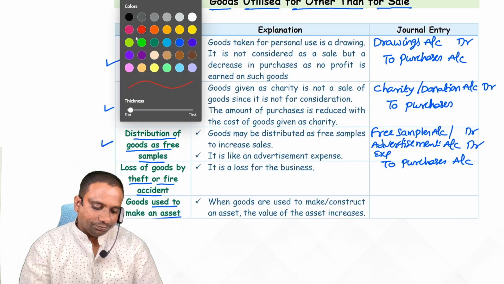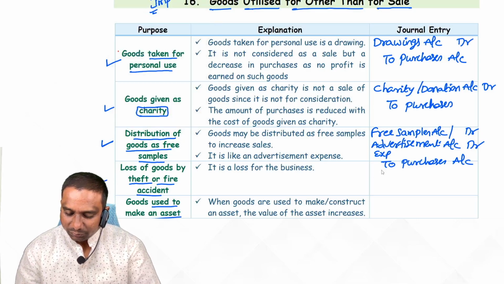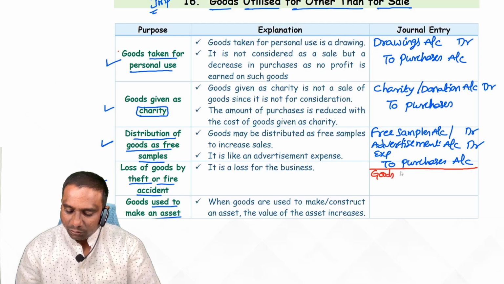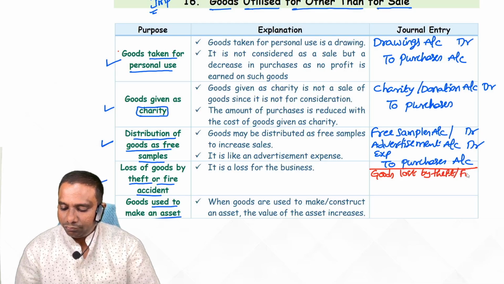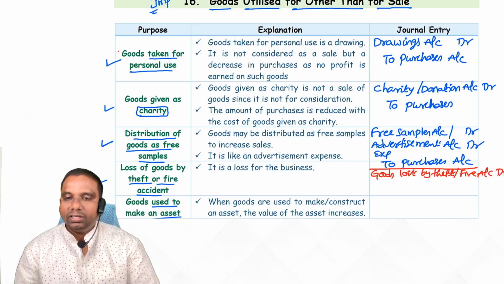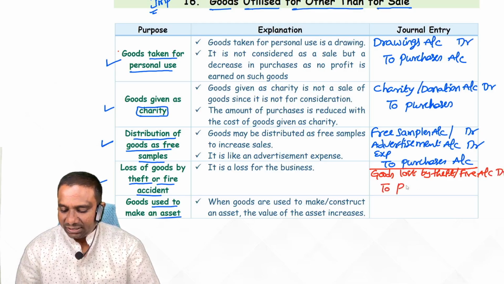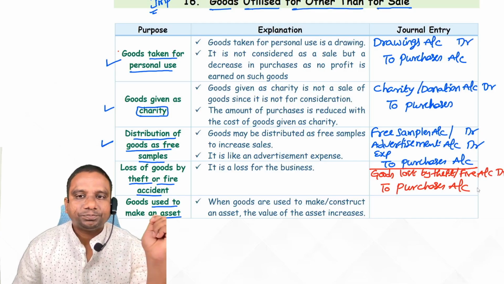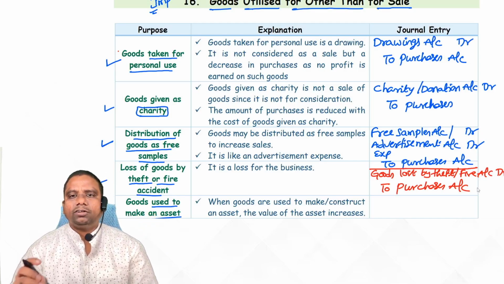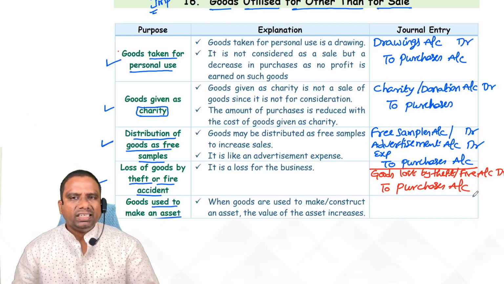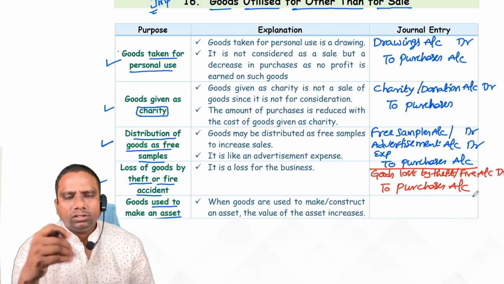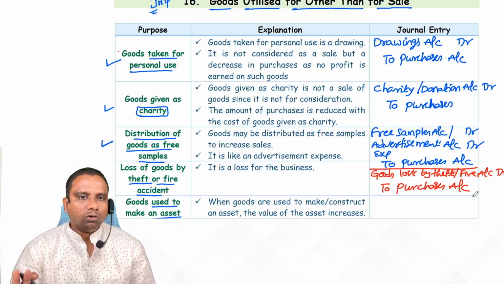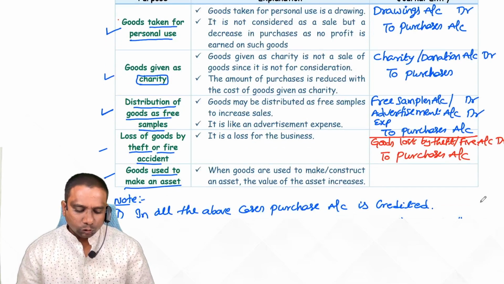Next one. Goods lost by fire or theft. Simple. What is the entry we record? Goods lost by fire or theft account debit to purchases account. Is it clear, students? Here itself I am writing the entries. Now, in the problems, if you get the amount, just write the amount. That's it. Next one, goods used to make an asset.